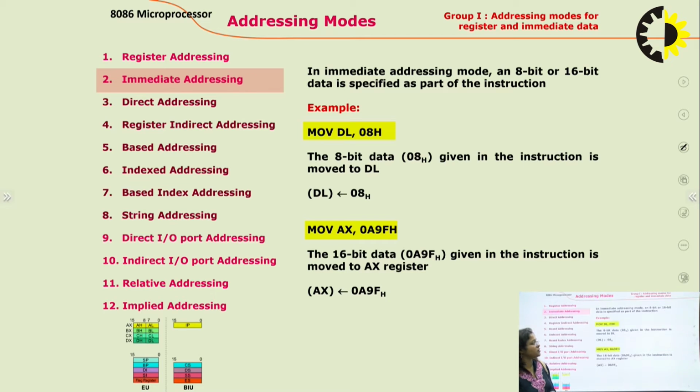Next is immediate addressing mode. Herein, the 8 or 16-bit data is immediately specified in the instruction. The value of this data can be copied to a register or memory location as per the instruction. For example, MOV DL, 08. This instruction copies 08 to the DL register. Here also both the operands must be of the same size. Either both will be 8-bit or both will be 16-bit.